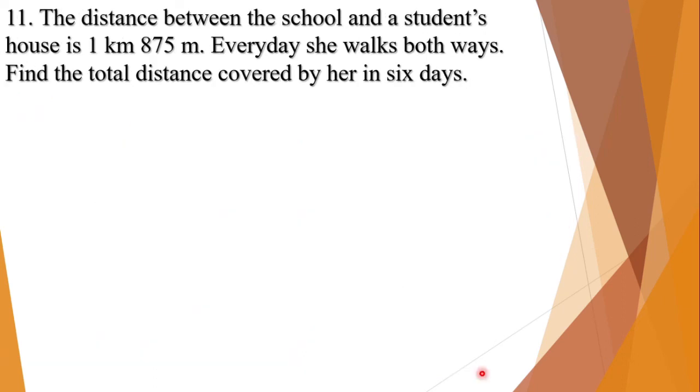Now the 11th question is, the distance between the school and the student's house is 1 kilometer 875 meter. Every day she walks both the ways. Find the total distance covered by her in 6 days. Now, here the distance between a school and a student's house is 1 kilometer 875 meter. But this is for only one way. Now she walks both the ways.